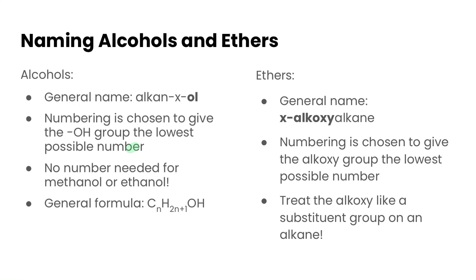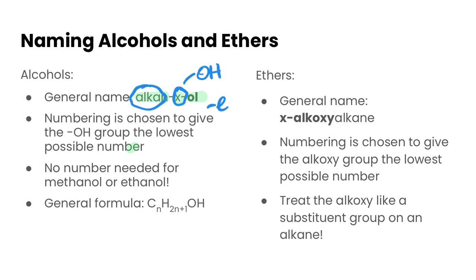In this video, we're going to take a look at how to name alcohols and ethers, two more homologous series of organic compounds. So let's start with alcohols. Alcohols are given the general name of alkan-X-ol, so they all end in the ending -ol. The X indicates what number the OH group appears at, and the alkan is from the alkane name, dropping the E ending and replacing it with the X-ol.